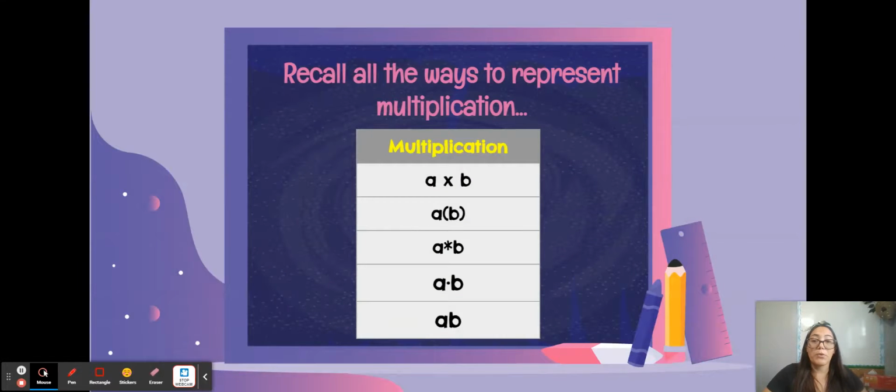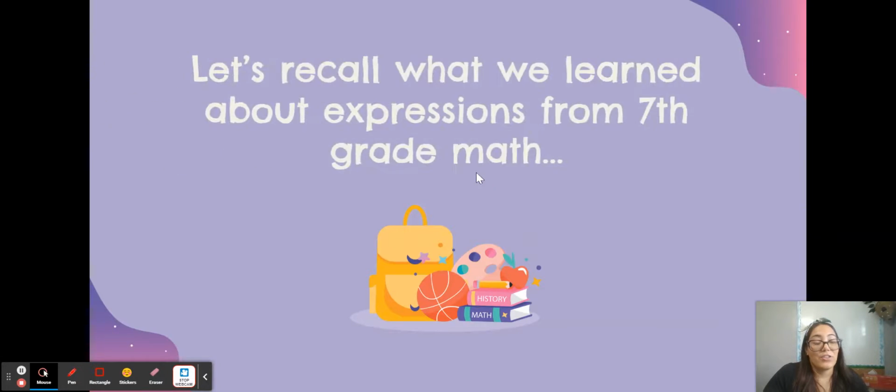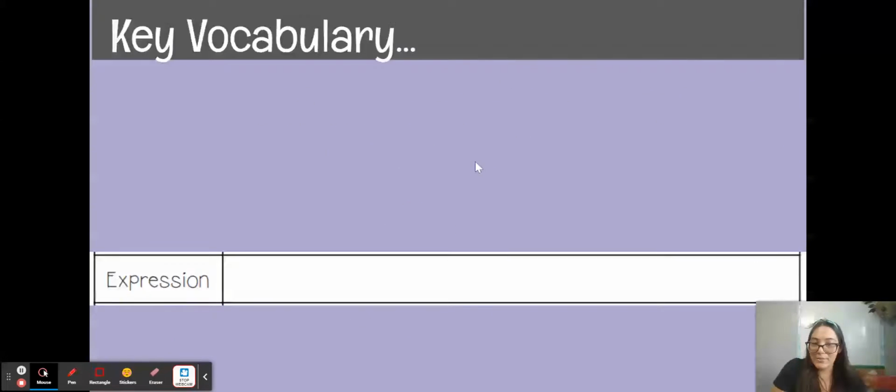Okay, so recall from the previous lesson we talked about there's a bunch of different ways to represent multiplication because mathematicians, we like to make your job harder and more difficult and confusing. So we throw lots of symbols that mean the same thing at you. Okay, so just keep in mind all of these imply multiplication. Okay, so we're going to just take a field trip back to 7th grade for a moment.